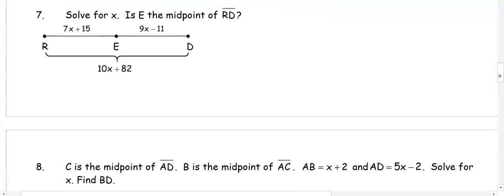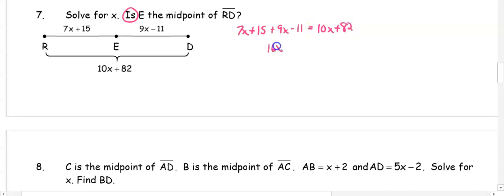In number 7, this one's a little bit different because it doesn't say it's a midpoint. It says, is E a midpoint? So that means right now we can't assume it's a midpoint. We're trying to figure out if it is. So right now we are going to use segment addition to start. So to use segment addition to start, we have 7x plus 15 plus 9x minus 11 is equal to 10x plus 82.